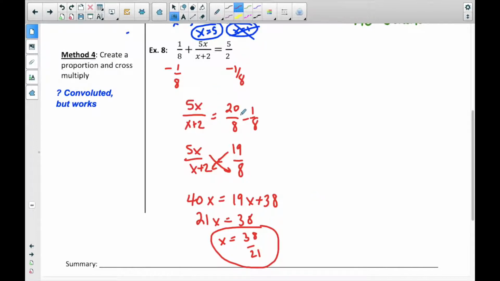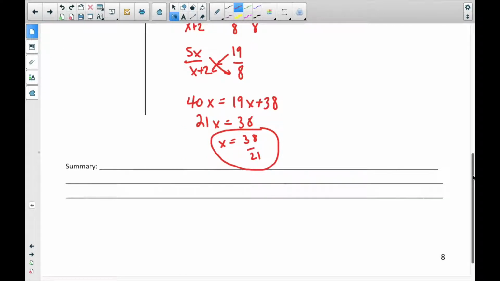It works. Take a minute to write some things down in the summary. Just remembering you don't have to know all of these, but you need to know at least a couple so that you know which ones work, you know how to use them, and sometimes some of them are more convenient than others, so it's helpful to have more than one tool in your toolbox. So go ahead and write down some summary, and again, we'll do some examples tomorrow in class.